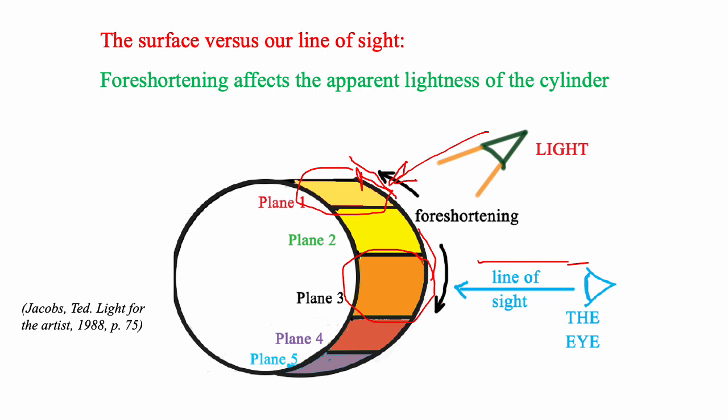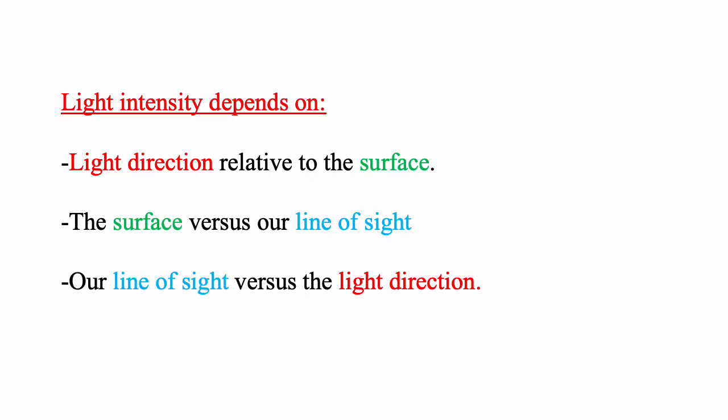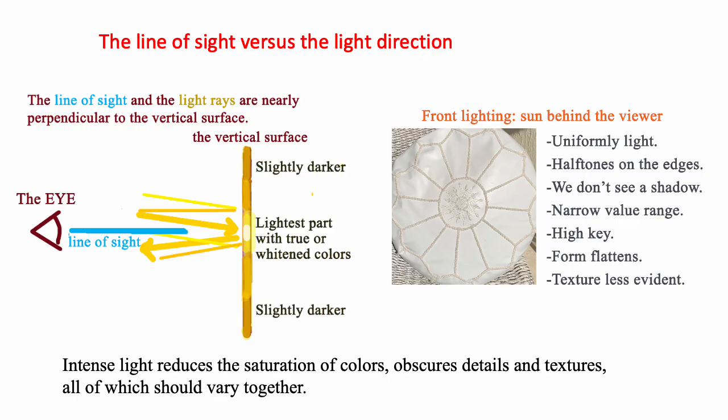And the third relationship we'll look at is the line of sight versus the light direction. Here the light is behind us, so our line of sight runs in the same direction as the light. When the light hits the surface, it bounces to our eye, so we get a lot of reflected light. If this were a red surface, at a certain point it wouldn't be able to absorb all the non-red rays. So we would see red rays and some white rays that would whiten the red color to more of a pink, so it loses some of its saturation.